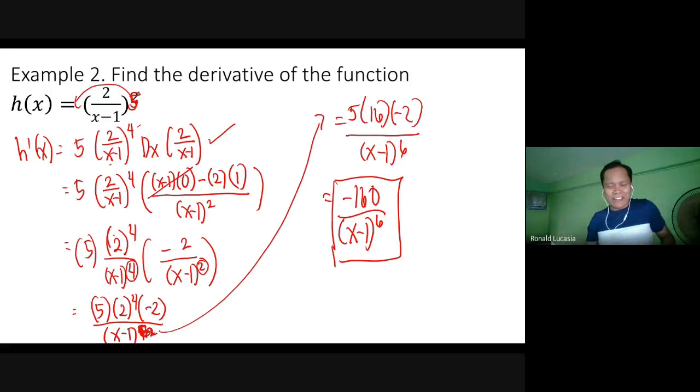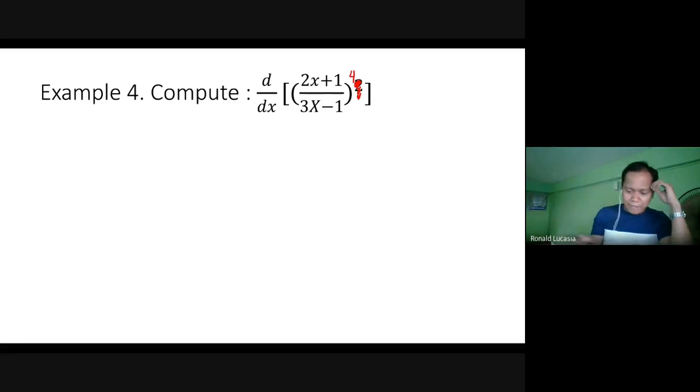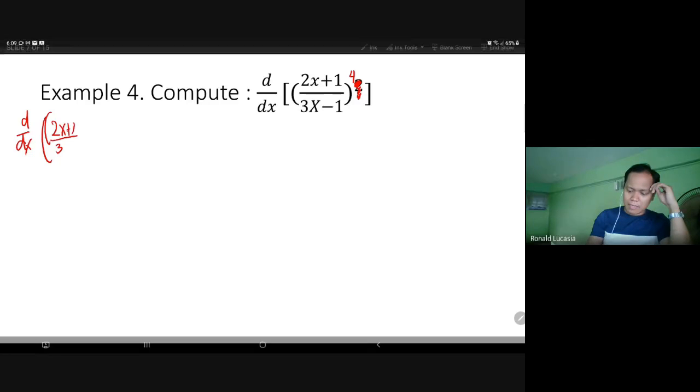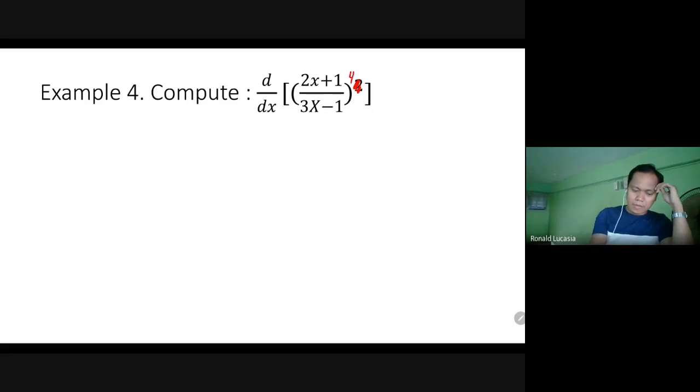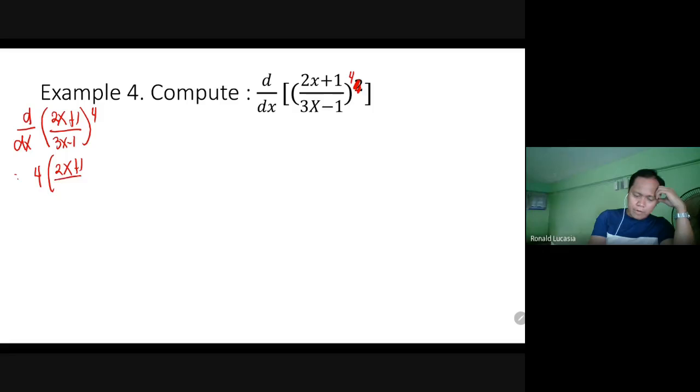Hindi ko alam kung saan kayo nahihirapan. Pero, sige. First is, i-rewrite ko lang. D over dx of 2x plus 1 over 3x minus 1 to the 4th power. So when you get the derivative, that will be equal to 4, 2x plus 1 over 3x. While nagsasagot ako, you can submit your answer ha.